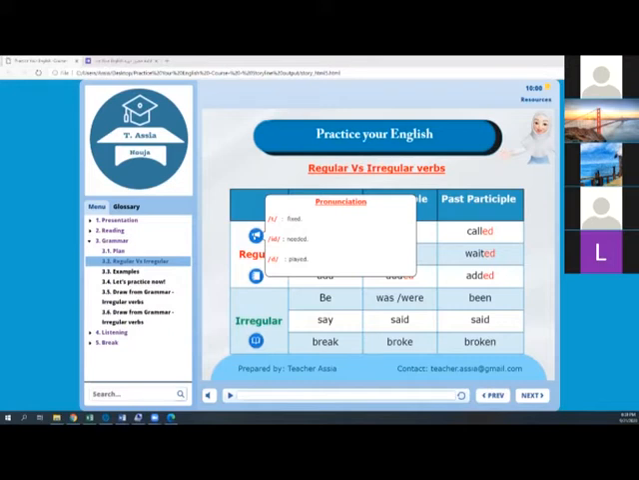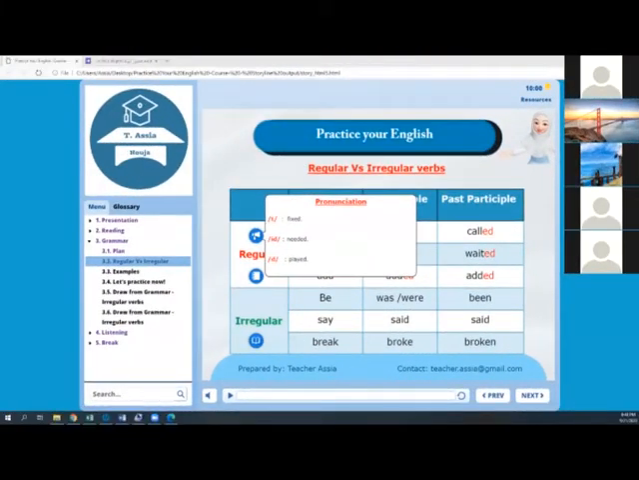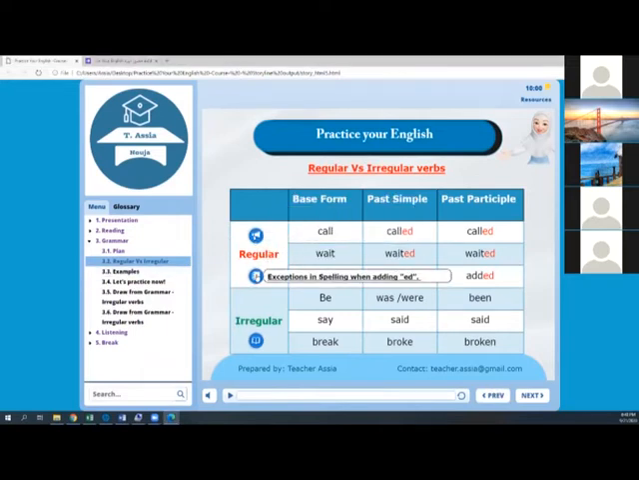If it ends with the previous letters, F, K, S, double S, X, CH, or SH, you pronounce the verb with t at the end. Excellent. Fixed. Remember this example. Okay? Is it clear? Clear for all of you? Yes. Excellent. Now, for regular verbs also, we have some exceptions in spelling.